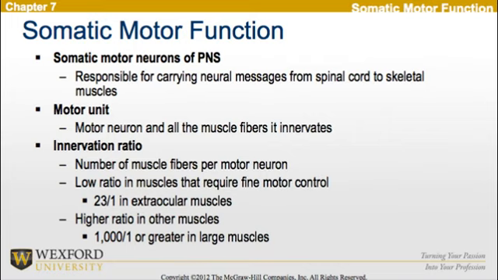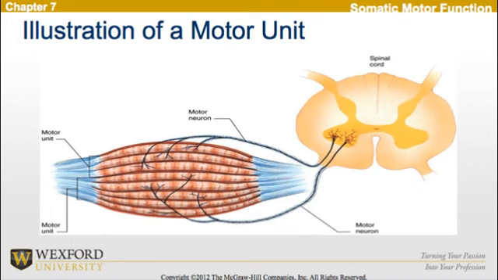Now, looking at the innervation ratio, we are going to discuss the number of muscle fibers per motor neuron. We see a low ratio in muscles that require fine motor control, approximately 23:1 in extraocular muscles. In contrast, we see a very high ratio in other muscles, approximately 1,000:1 or greater in the larger muscle groups. This is an illustration of the motor unit.